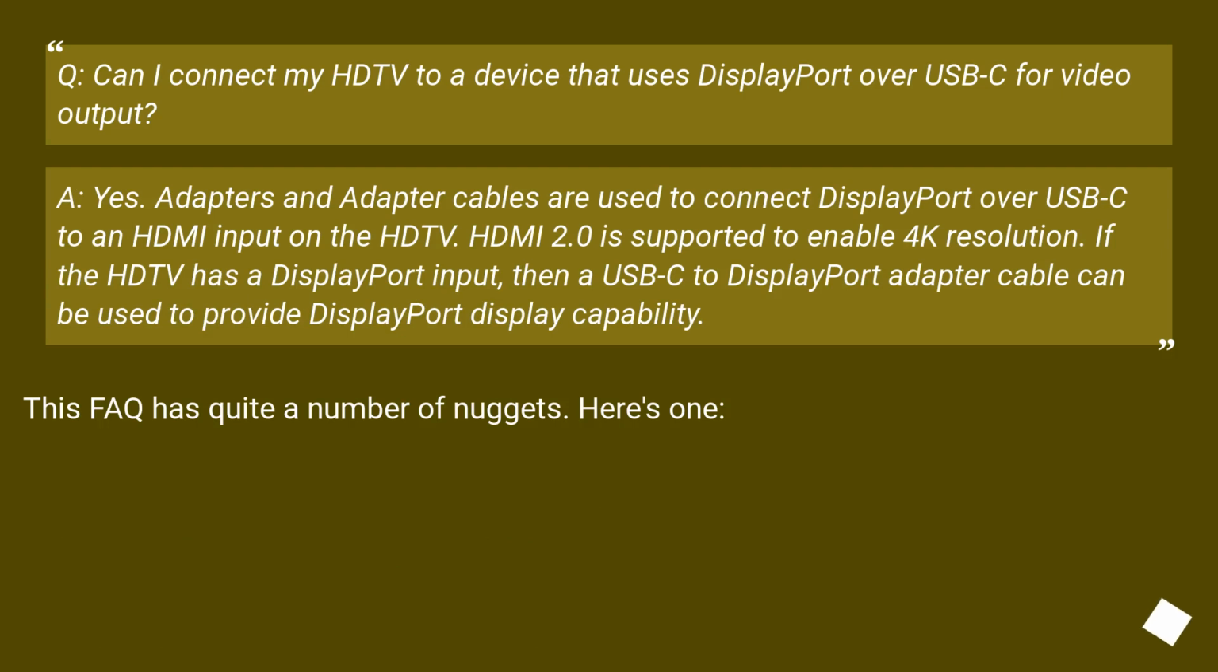Q. Can I connect my HDTV to a device that uses DisplayPort over USB-C for video output? A. Yes. Adapters and adapter cables are used to connect DisplayPort over USB-C to an HDMI input on the HDTV. HDMI 2.0 is supported to enable 4K resolution. If the HDTV has a DisplayPort input, then a USB-C to DisplayPort adapter cable can be used to provide DisplayPort display capability. This FAQ has quite a number of nuggets.